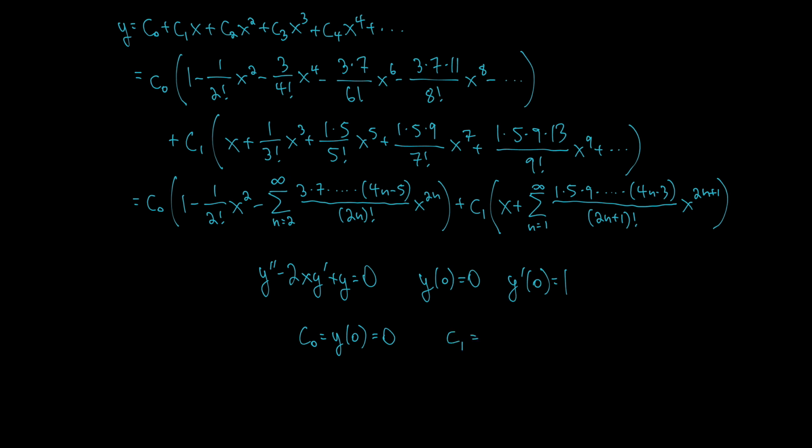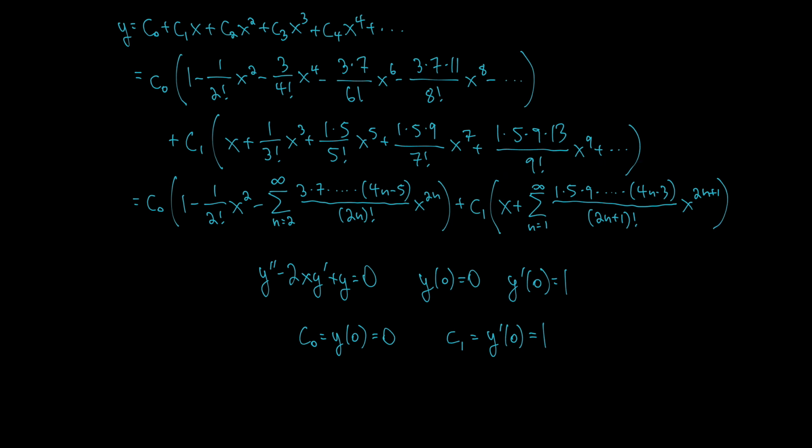You could just take the derivative. You see that c1 times 1 is going to be the only thing that doesn't get killed off when you plug in x equals 0. So that'll be y prime of 0, which is 1. So that simplifies things a lot, because if c0 is 0, this entire thing disappears. So all we have left is this thing times 1.